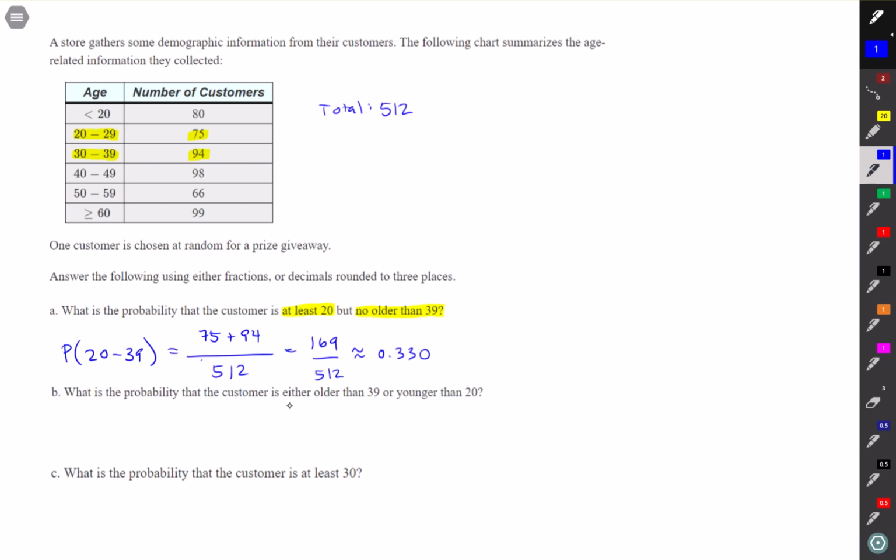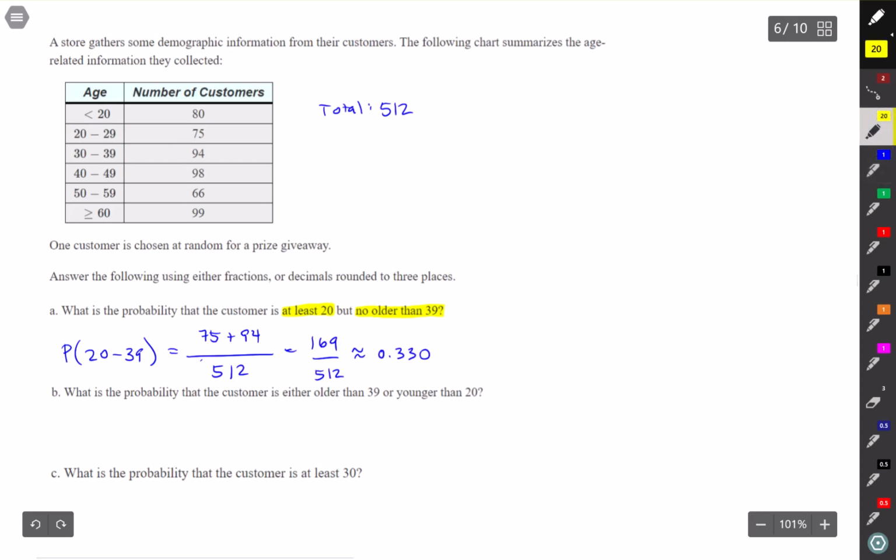What is the probability that the customer is either older than 39 or younger than 20? So let me erase my groups here and do some more highlighting. So older than 39. If they're older than 39, they could be 40 to 49, 50 to 59, and greater than 60. All of these groups would be older than 39. Or younger than 20. Younger than 20 would just be this first group here.